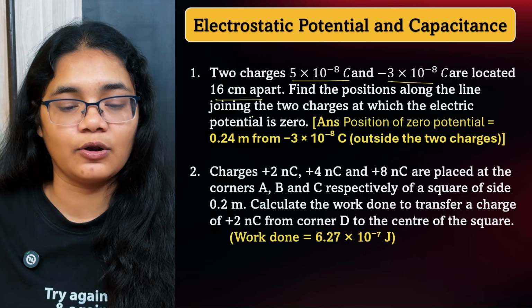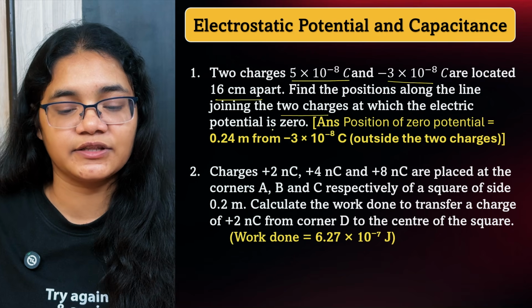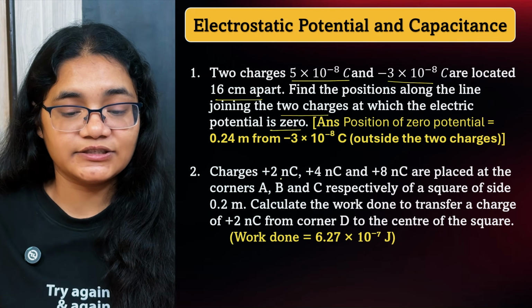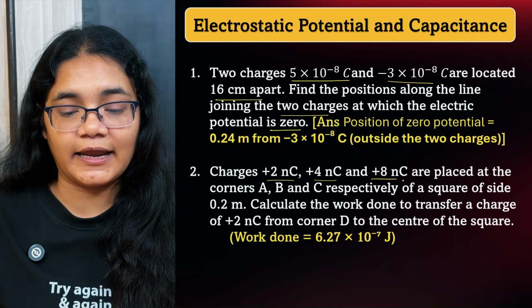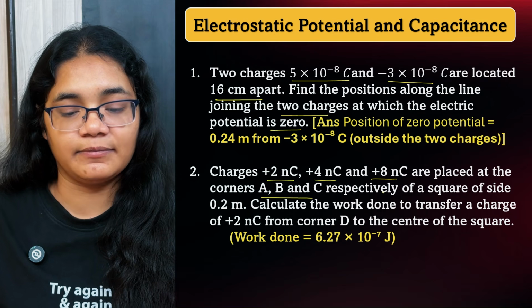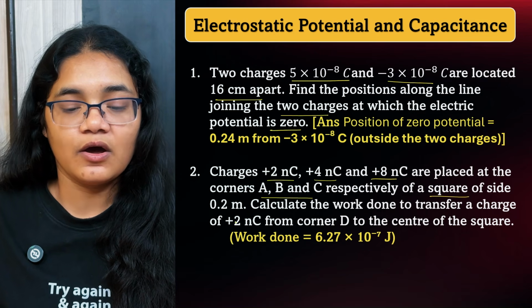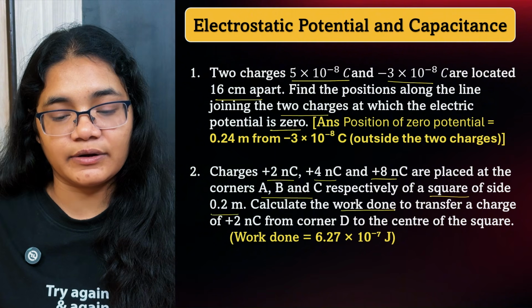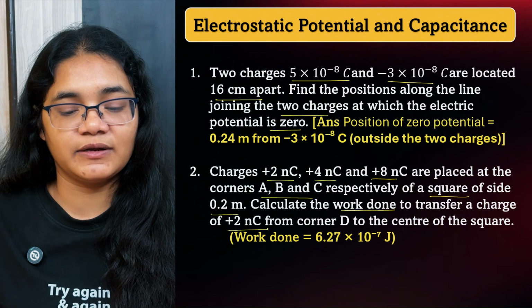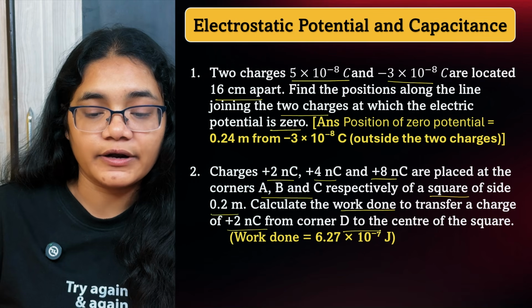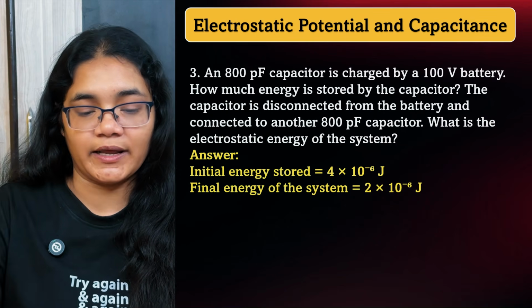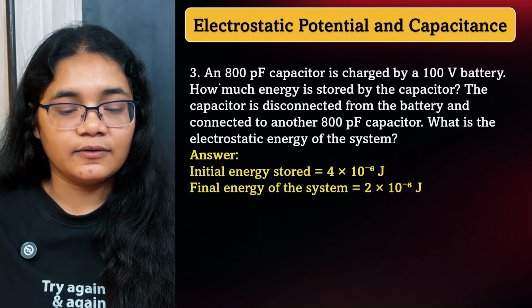Find the position along the line joining the two charges at which the electric potential is 0. Next, charges of 2 nanocoulomb, 4 and 8 nanocoulomb are placed at the corners A, B, C respectively of a square of side 0.2 meter. Calculate the work done to transfer a charge of plus 2 nanocoulomb from the corner D to the center of the square. Next, we have question number 3.